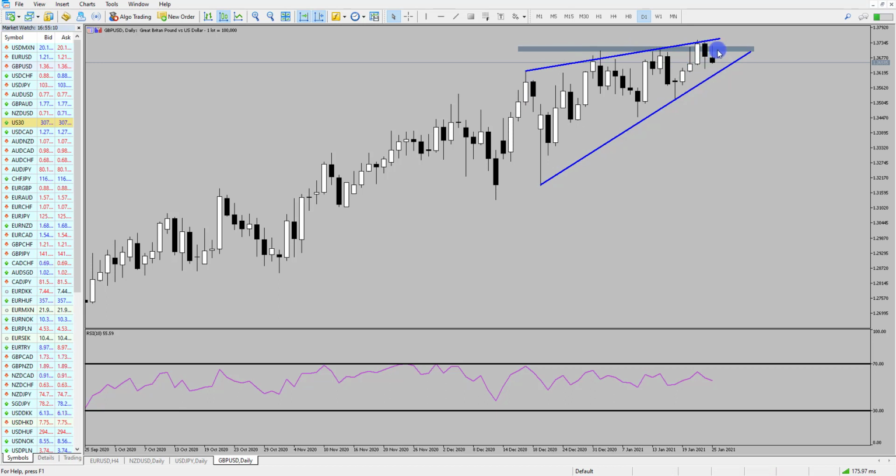So the opportunity to get short on pound would be end of day closes or breaks in trend on 4-hour time frames.